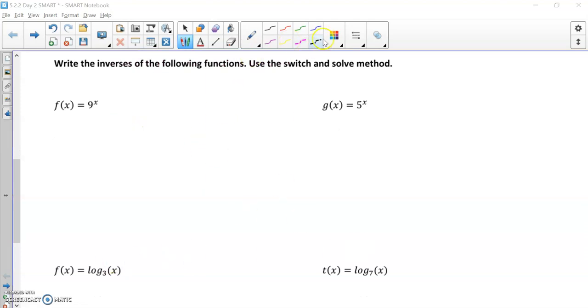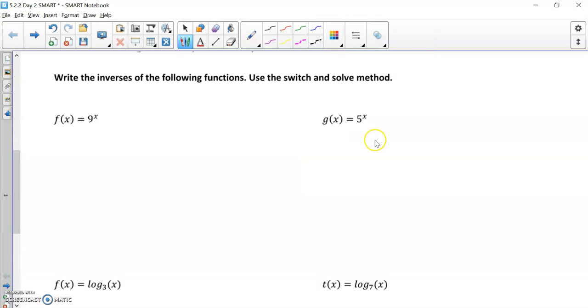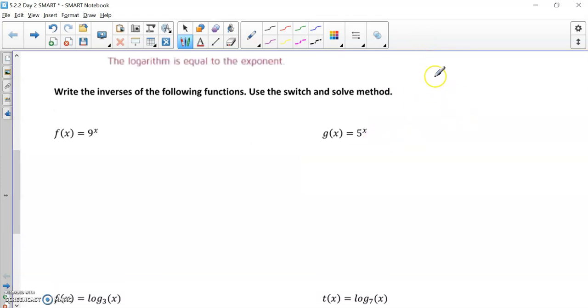So recall your steps when it comes to finding the inverses of these kinds of functions, right? The first thing you want to do is swap x and y. All right, that's nothing new. We were doing that when we first learned the switch and solve method. And once you do that, you want to convert your function to the other form. And what I mean by that is if you are working with a problem that is exponential, then you need to convert it to log. If you're working with a log problem, then you need to convert it to exponential.